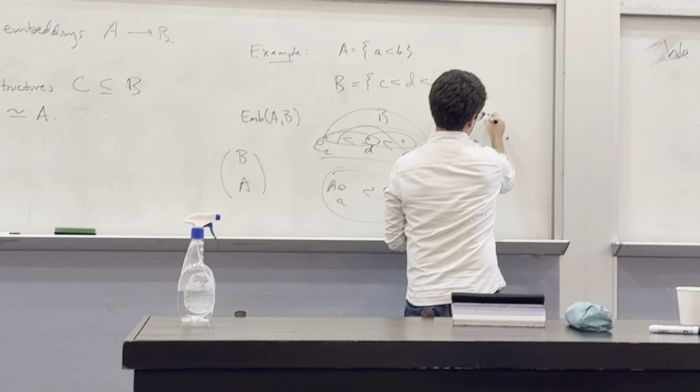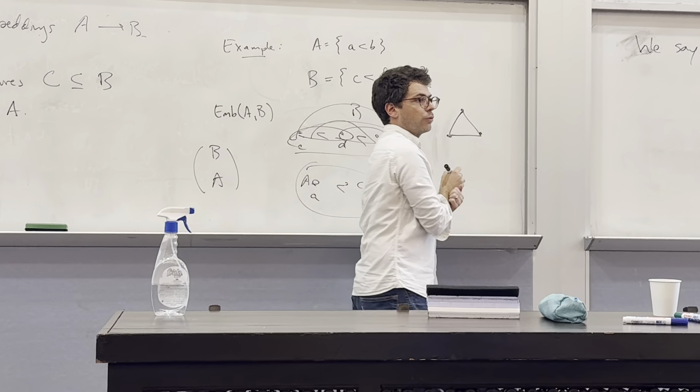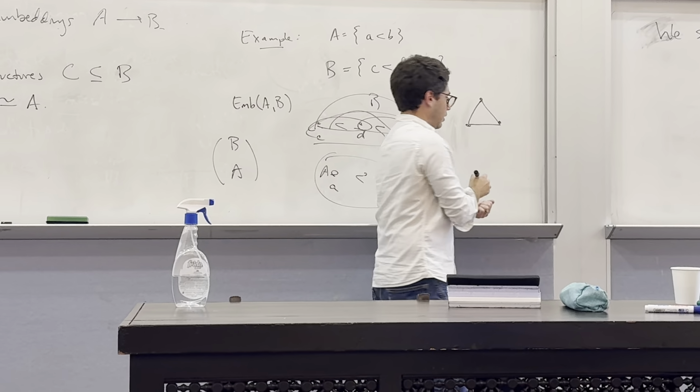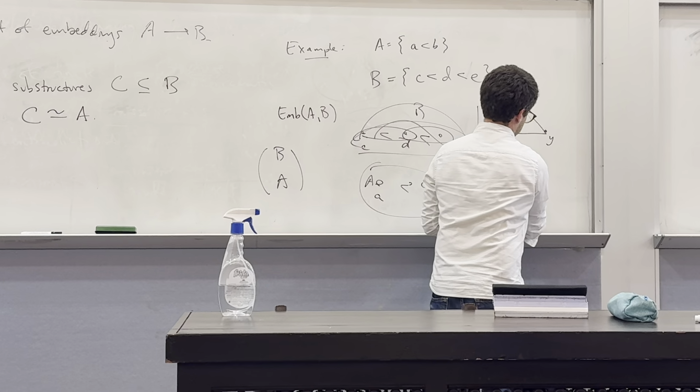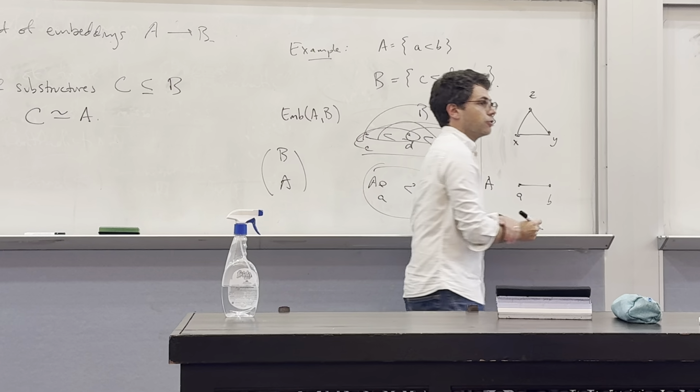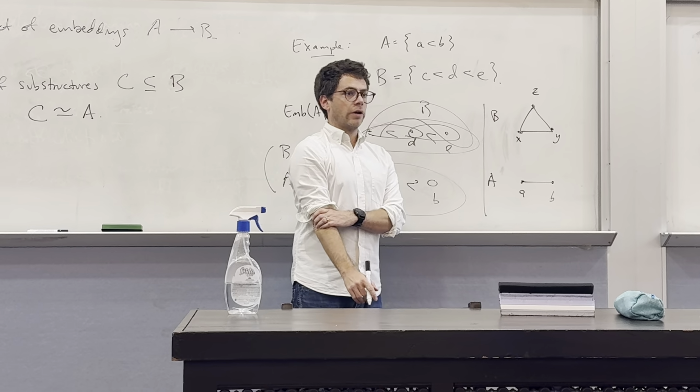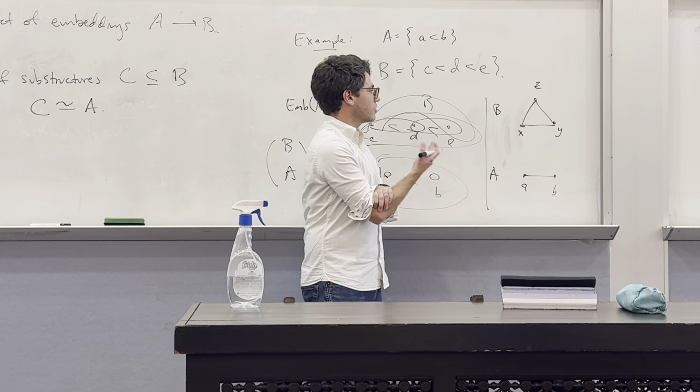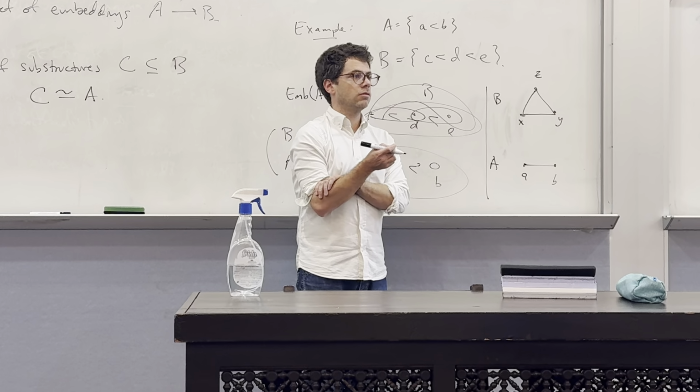So let's try graphs. Here we're going to have a complete graph on 3 vertices. Let's call this B. Here we've got x, y, and z. And then I've got A. Let's say A has two vertices, and they're connected by an edge. Okay? So now the question is, how many embeddings do I have from A to B? 3.